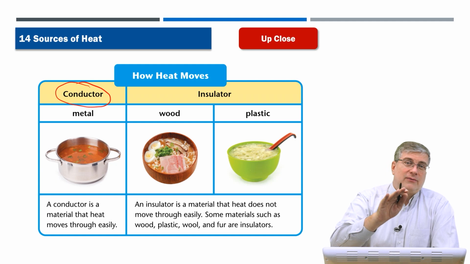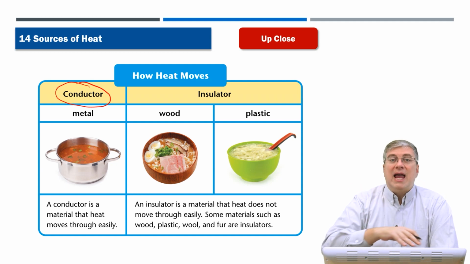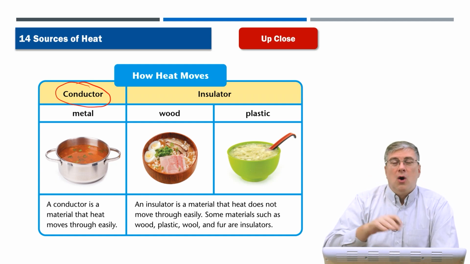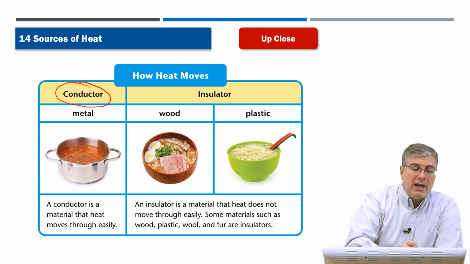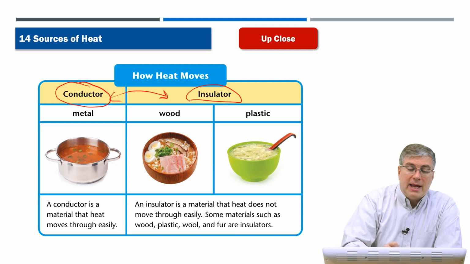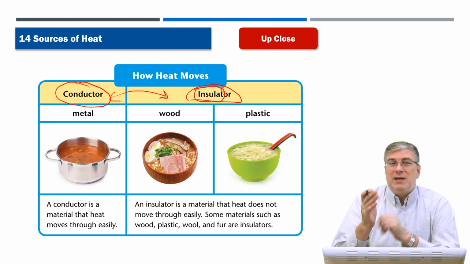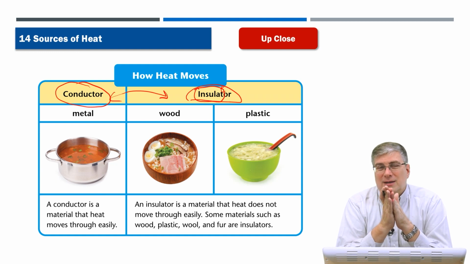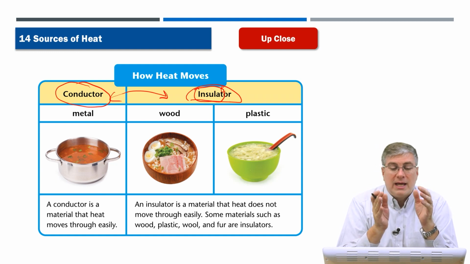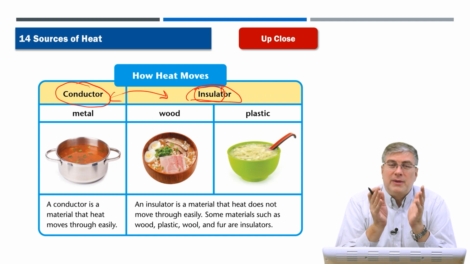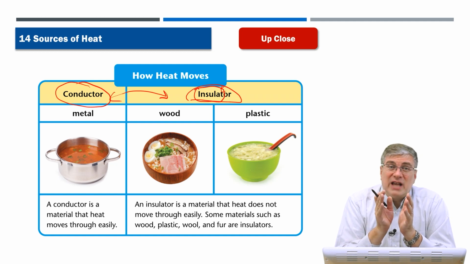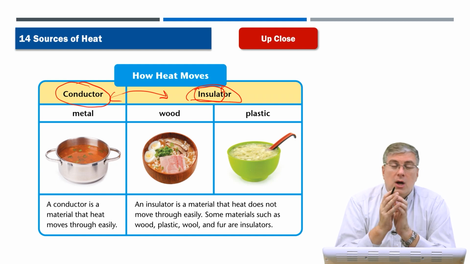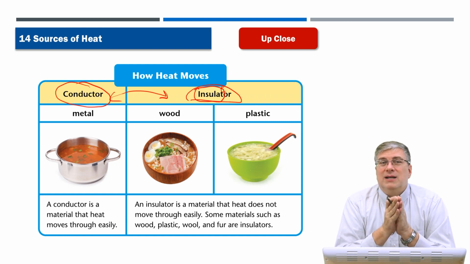Now, we didn't see in the vocabulary the opposite of conductor. What is the opposite of a conductor? That is an insulator. Insulate, that's a verb. Insulate means to protect something, to keep it away from another thing. So an insulator is something that does not conduct heat or electricity well. For example, wood. Wood does not conduct heat very well.